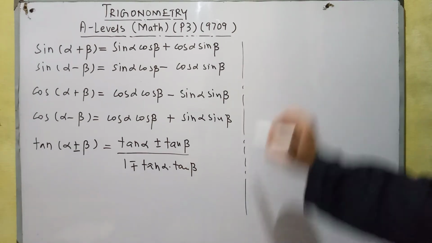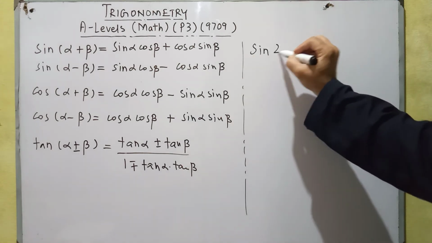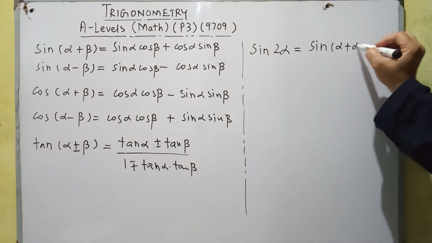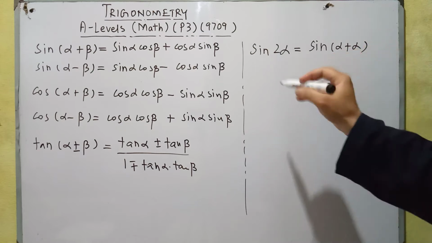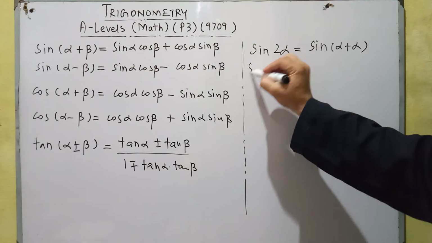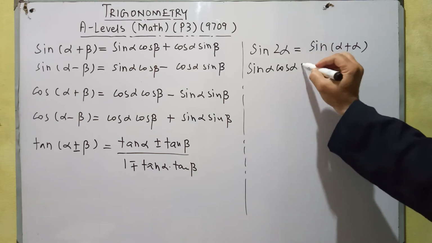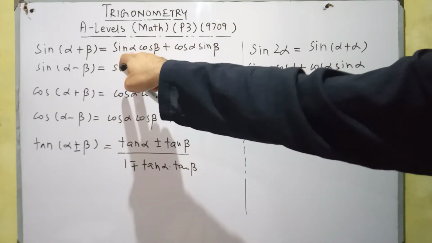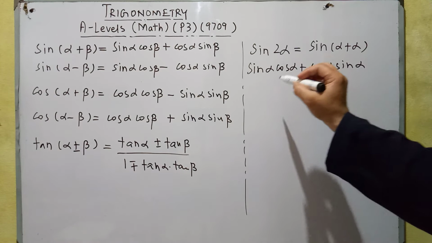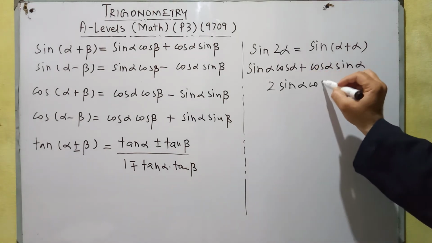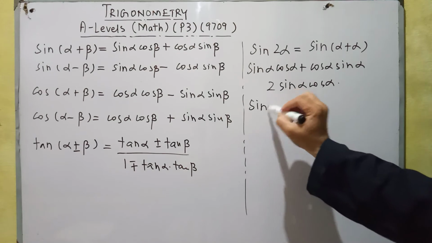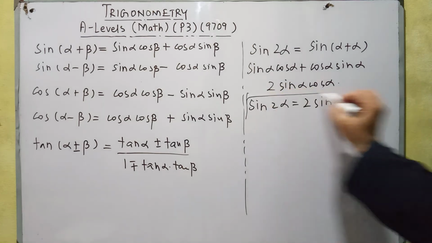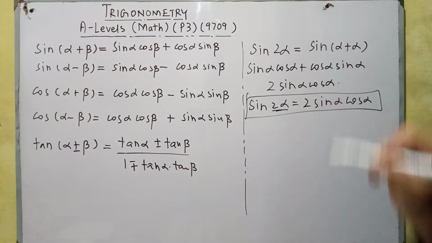For example, if we want to find the identity for sine 2 alpha, it is equal to sine alpha plus alpha, because 2 alpha is equal to alpha plus alpha. We can use this formula. We will have sine alpha cos alpha plus cos alpha into sine alpha. If we put alpha and alpha over here in case of alpha and beta, that will be equal to 2 sine alpha into cos alpha. So sine 2 alpha will be equal to 2 sine alpha into cos alpha. We can have this formula. This is called double angle formula because we have double angle here.